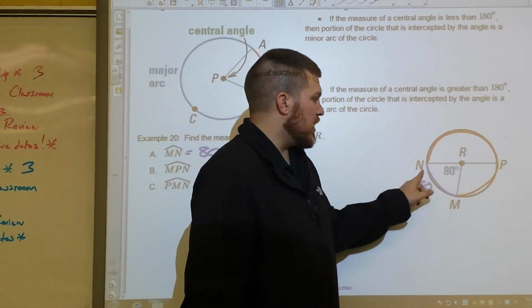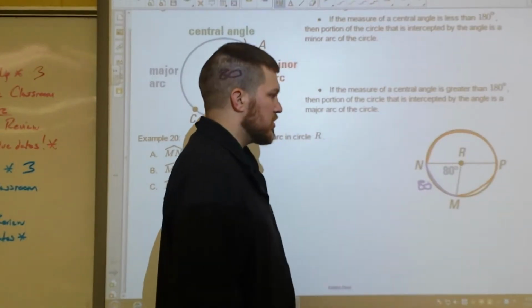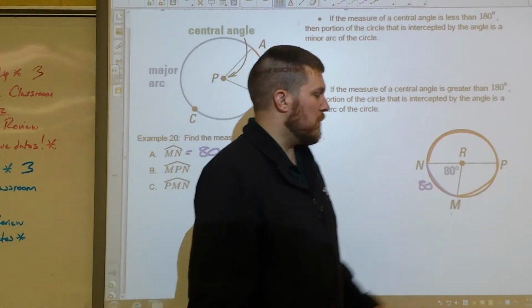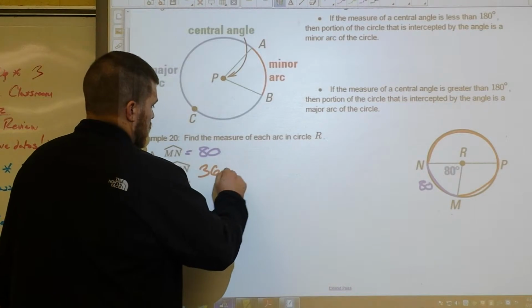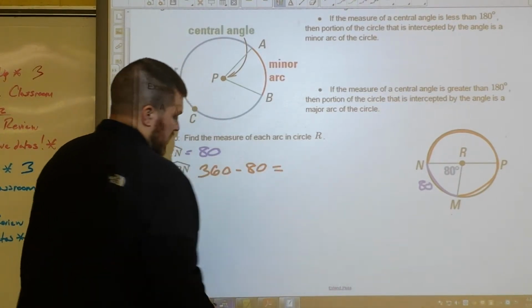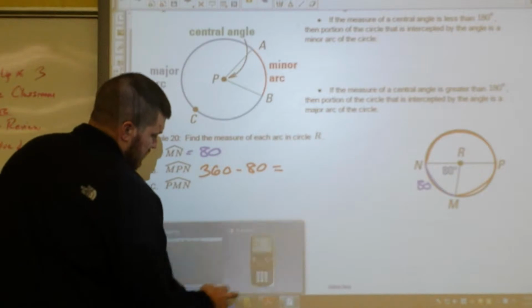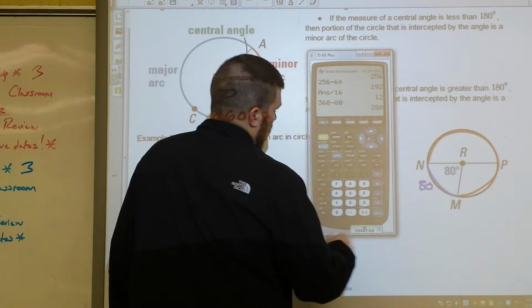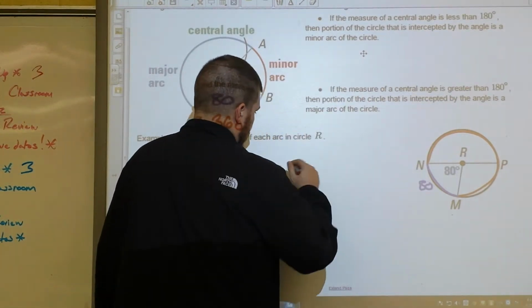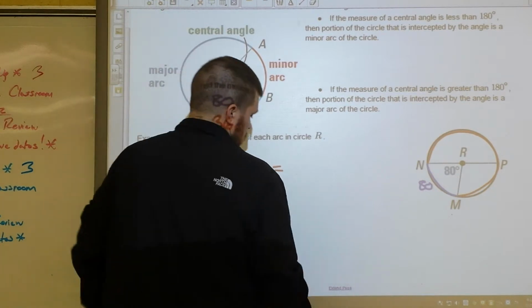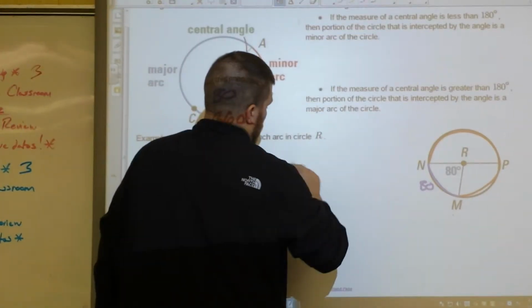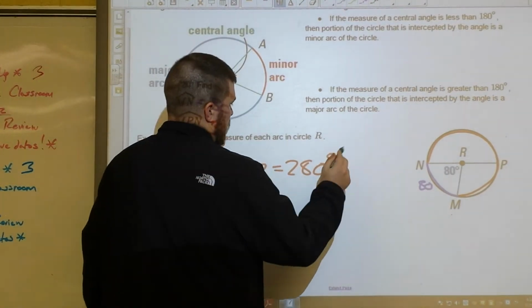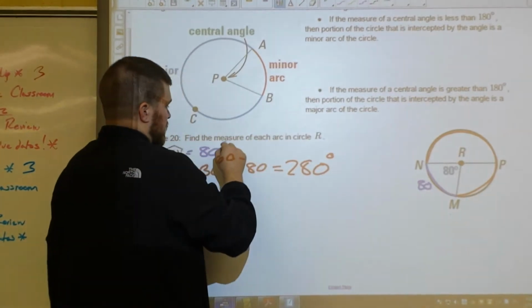We knew that arc MN is 80. We know that there's 360 total in the circle. So if I'm just finding the red arc, it makes sense that I should be able to say 360 minus 80, and that should give me the measure of the arc that I want, MPN. So let's do that in calculator. And that's 280. Pretty easy. And this is in degrees, okay, so you really should do your little degree symbol up in the air. I forgot to do it in the previous one, so I'm going to go back and put it there now.